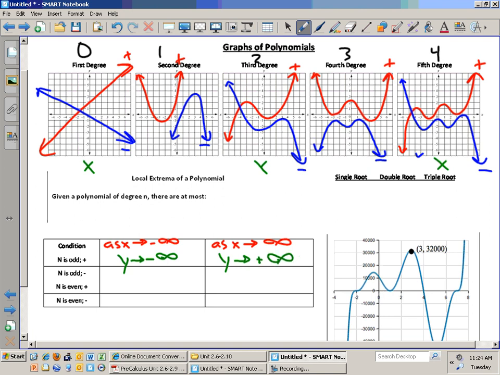Now, what if I switch it around? What if I make n negative? Oh, I'm sorry, n is odd, but what if I have a negative value? So I switch it up, okay? Let's look at the odd functions. Look at this one right here. Look at this blue one, okay? If x goes towards negative infinity, what does this go towards? Positive.